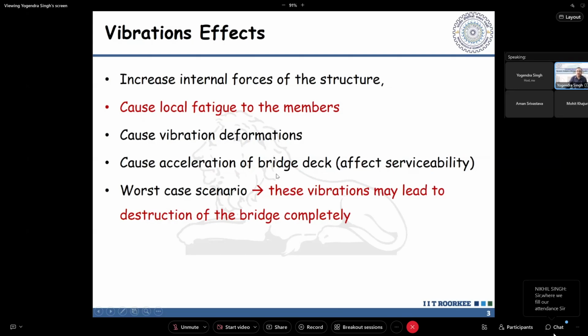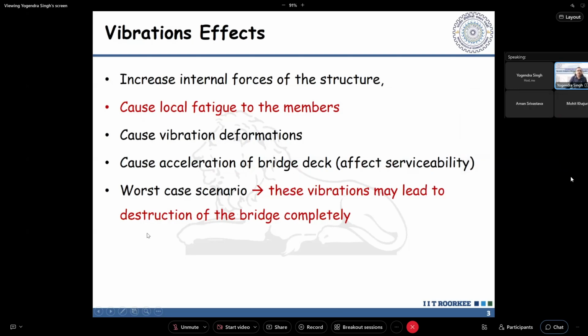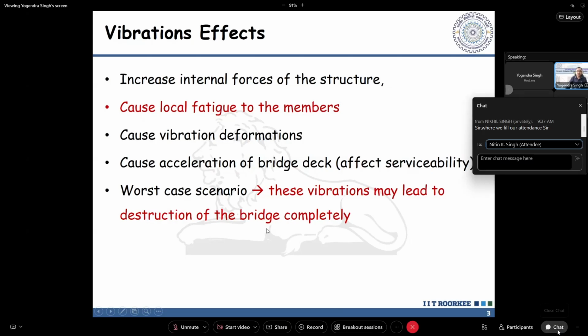So if that acceleration is very high, it can lead to derailment as well. And we have to consider the worst case scenario. In that case, if the frequency of this moving load, vibrations due to moving load, matches with the frequency of the bridge, then it might lead to complete destruction of the bridge because of the resonance. So that situation also is to be avoided. So we have to ensure that the resonance condition does not occur.